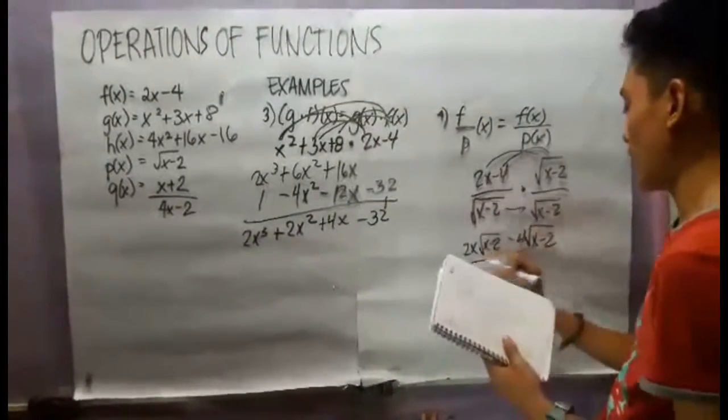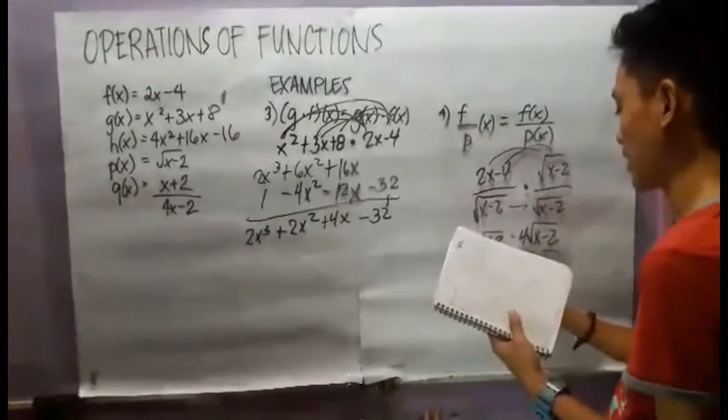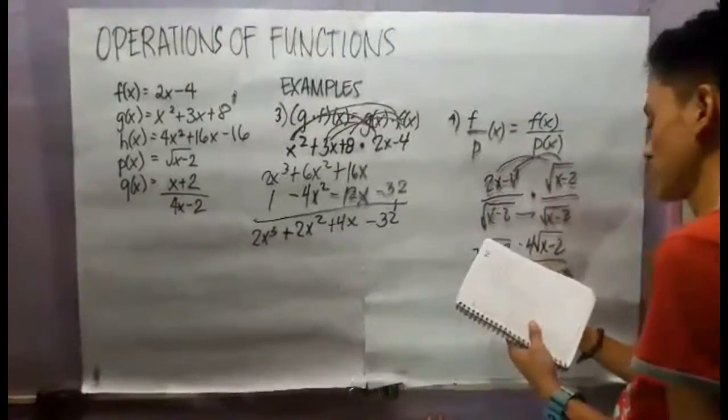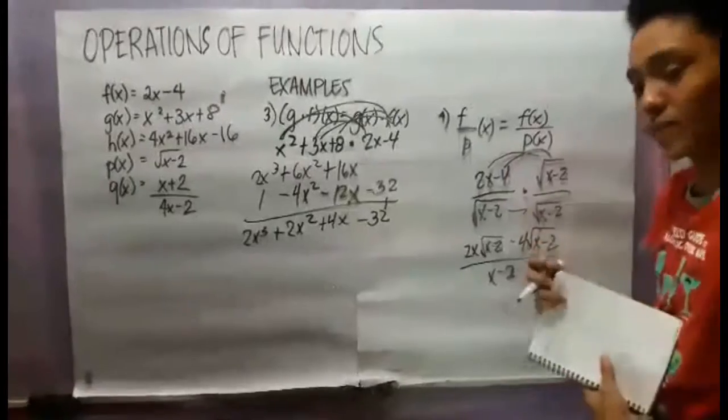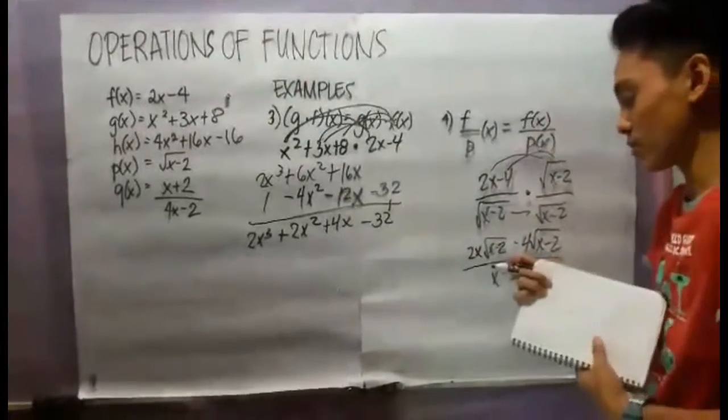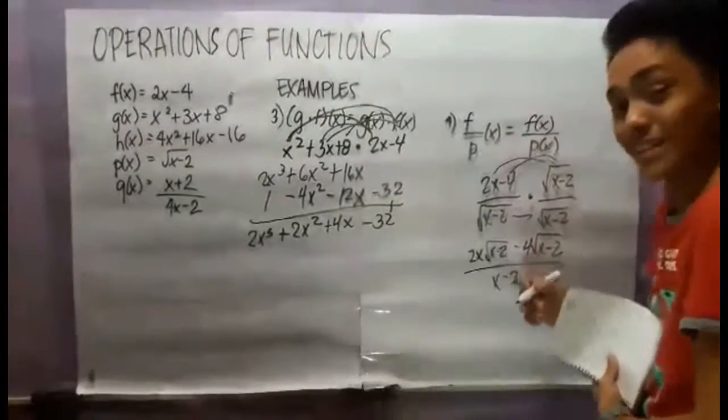So, this, mawawala na yung radicals niya. So, magiging x minus 2. Yan, may sagot na tayo. So, 2x square root of x minus 2 minus 4 square root of x minus 2 over by x minus 2.